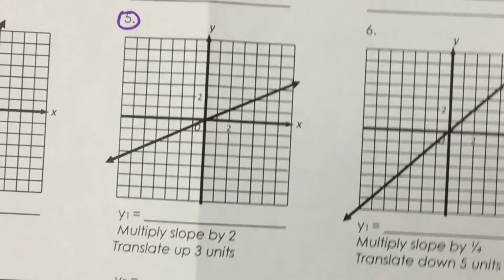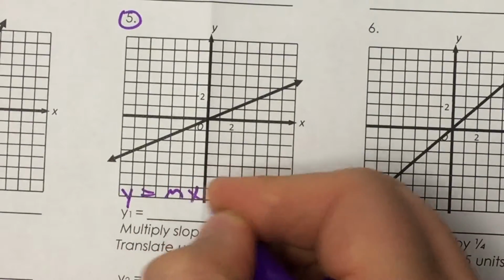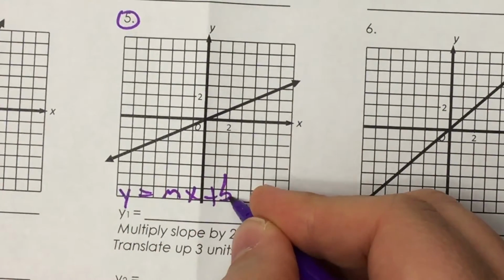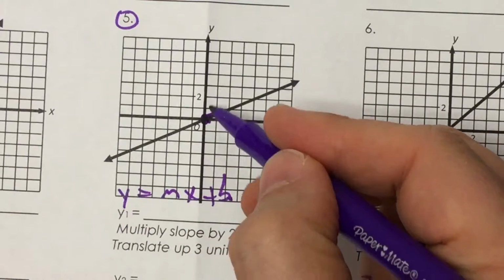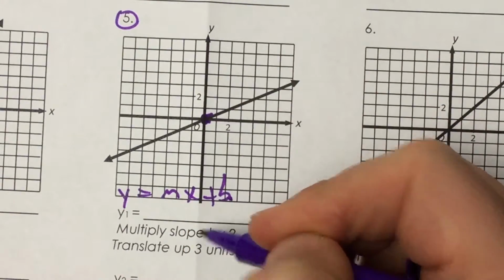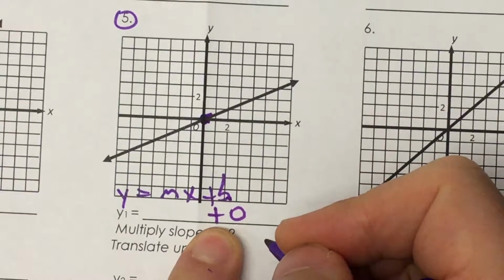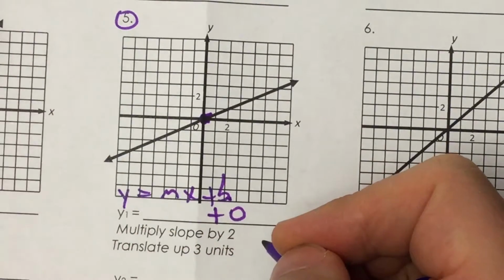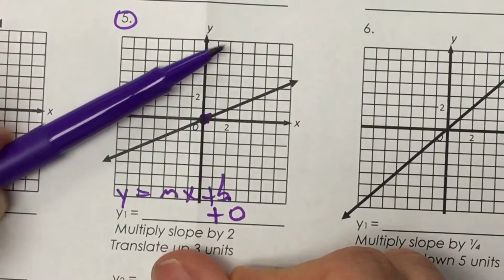Number 5, let's go ahead and find the equation of that one. Okay, we're looking for our y equals mx plus b. We're looking for the b number. And right here, it's right in the middle at the origin. So it didn't go up on y, it didn't go down, it stayed at 0. So we could leave it off, or we could just write in +0. And now our slope is a positive slope because it's going uphill.